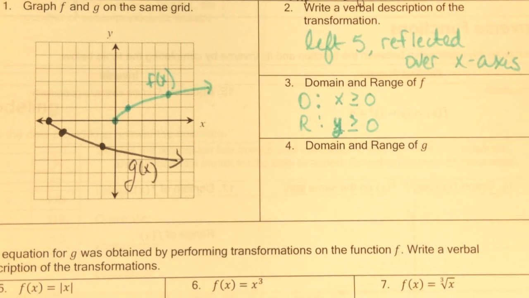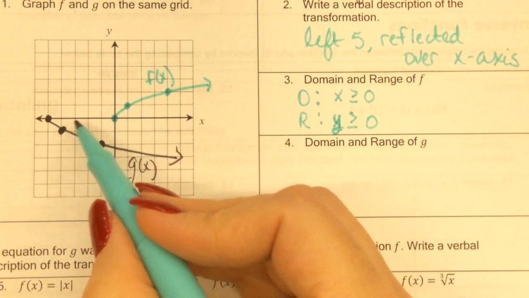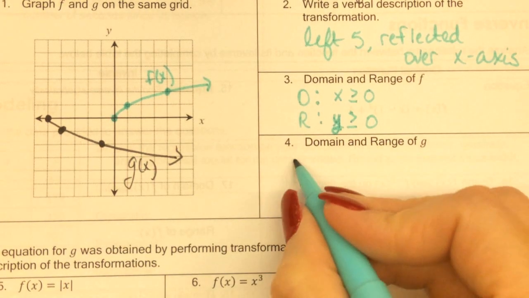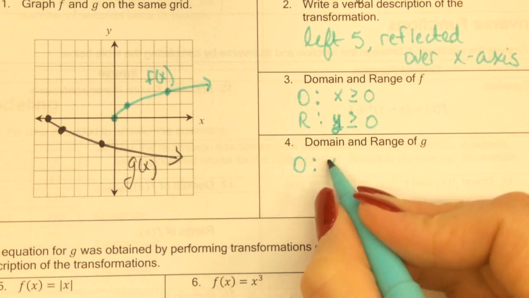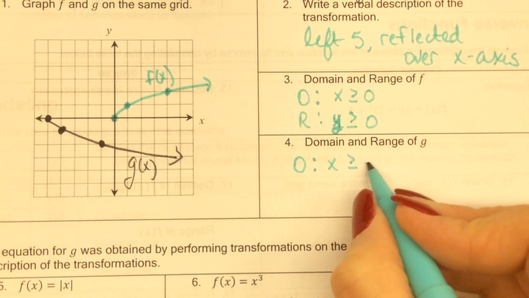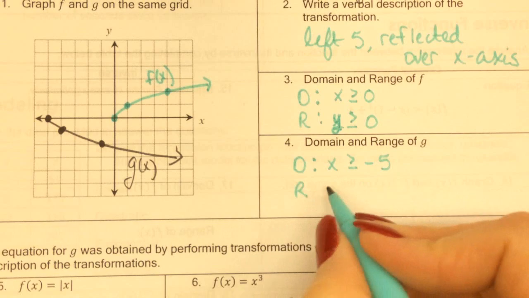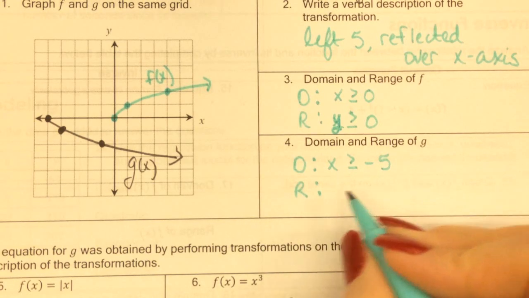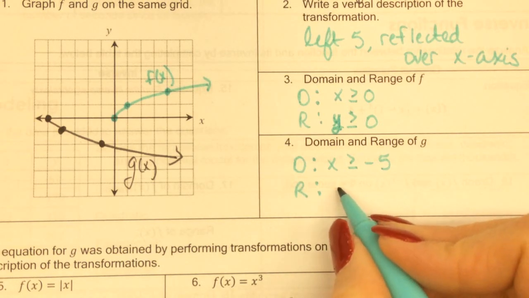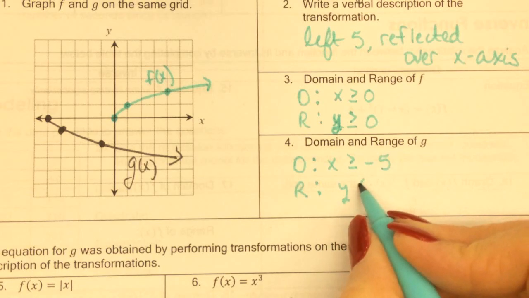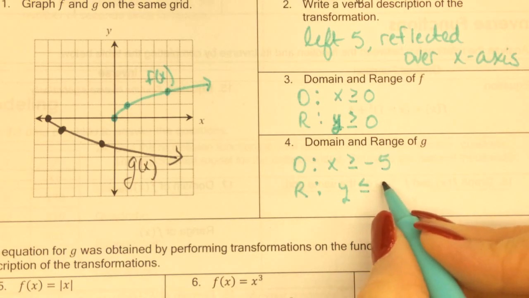Now for g of x, it flipped over and it also went back 5. So the domain is x is greater than or equal to negative 5, and the range, because it's going down now, is y is less than or equal to 0.